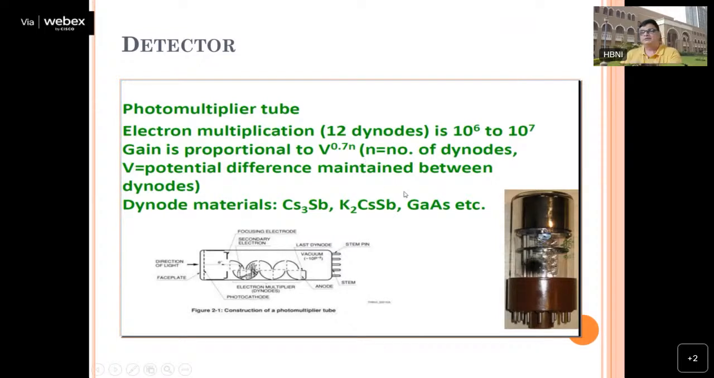And basically these are the various materials. As the technology has progressed, first came the bialkali metals only. But nowadays there are dynodes prepared from gallium arsenide, so there you can go up to a wavelength of 1000 nanometers. So the capability of the system will be enhanced tremendously if you are using gallium arsenide as the dynode material.